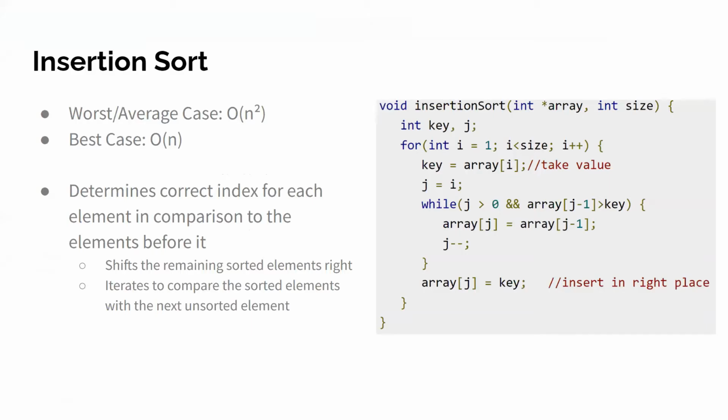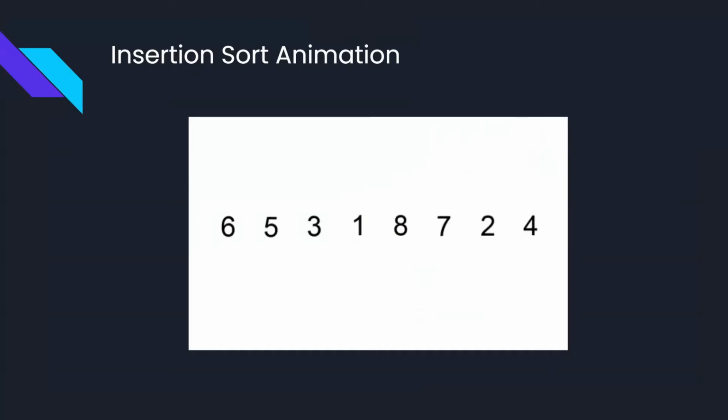Let's move on to insertion sort. Again, in insertion sort, the worst and average case is O of n squared, while the best case is O of n. This is the same as bubble sort. Now here, we're going to determine the correct index for each element in comparison to the elements before it.